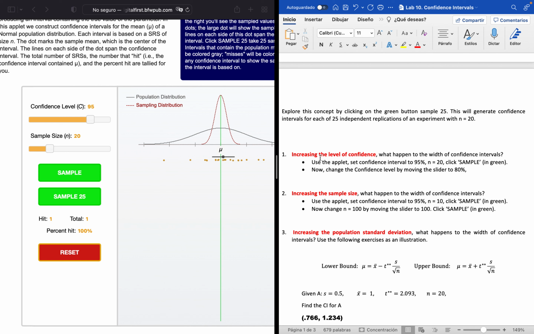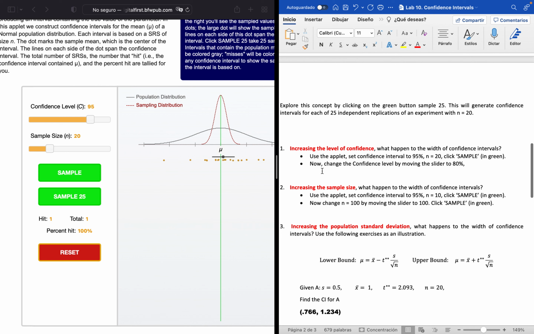So if we decrease the level of confidence, the interval is going to, if we increase the level of confidence, the interval is going to increase, the width of the interval. But if we decrease the level of confidence, the width of the interval is going to decrease. Yeah. But why is it increasing here? And we are reducing this from 95 to 80%. I'm sorry for this.